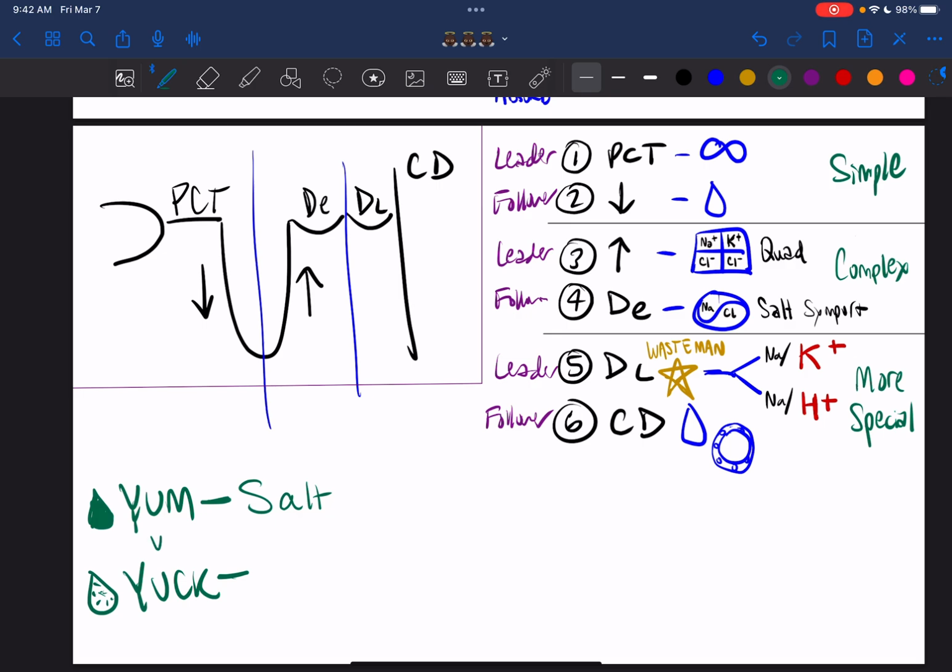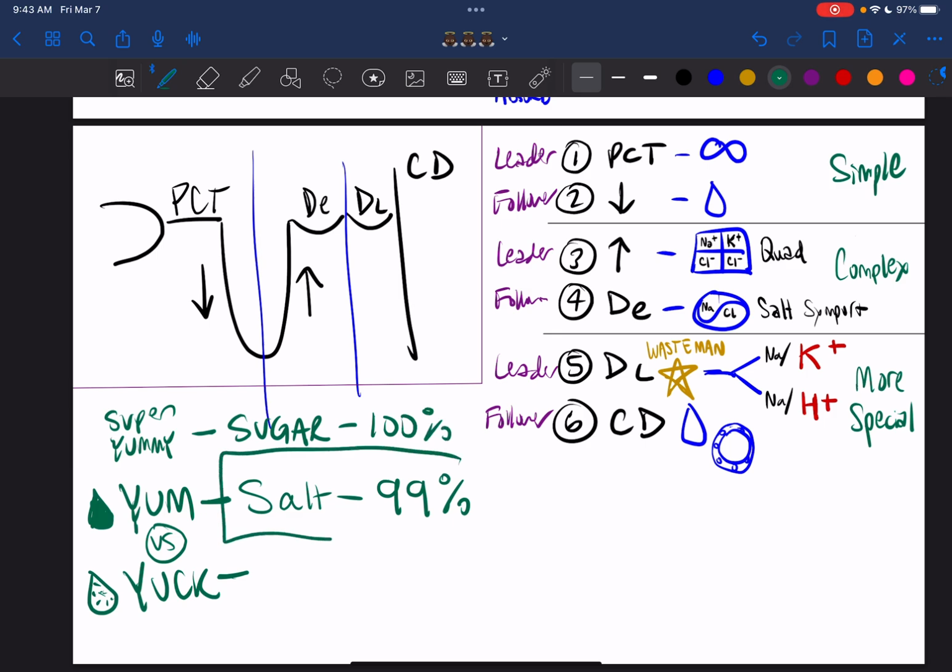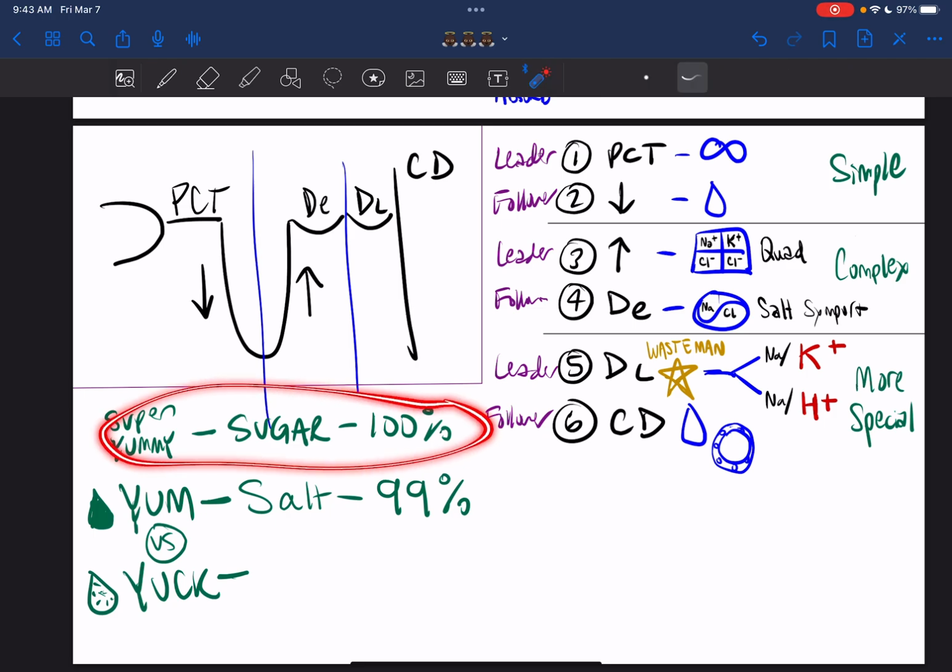The reason I have this here is that the caveat is that there's one thing even more valuable to your body than salt, and that's sugar. So I call it super yummy. Your body is going to absorb 100% of sugar, whereas salt, because it's so valuable, your body absorbs 99%. But sugar is 100%. That means you should never ever see sugar in somebody's pee. If you do, that automatically means they have diabetes, because their body is trying to keep all of the sugar in the blood.